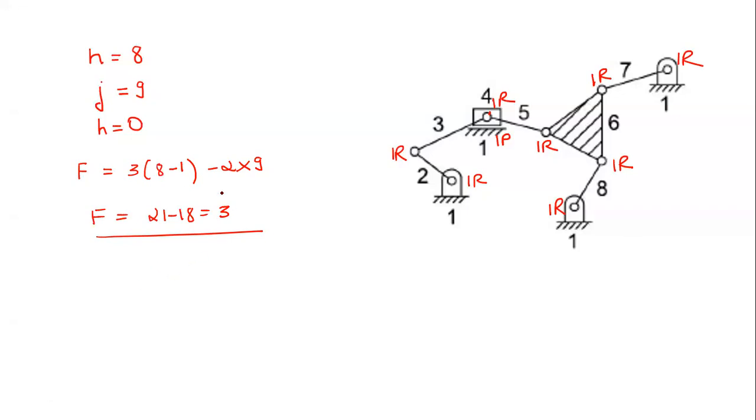So let me verify. Okay. So you got 1, right? Okay, let me count it again. 1, 2, 5, 6, 7, 8, 9. I think we are missing one joint somewhere, right?